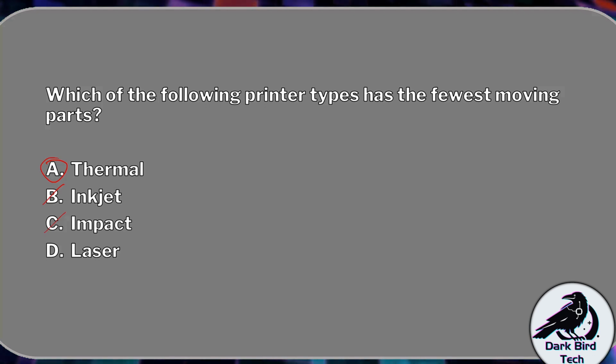And then with a laser printer, you've got quite a lot of moving parts. You've got the pickup rollers and the feeder rollers for the paper. You've got the electrophotographic drum. You've got the laser or the mirror for the laser that moves. You've got the toner adder roller. You've got a lot of things going on a laser printer that are moving. So of them all, the thermal printer is the one with the least moving parts.